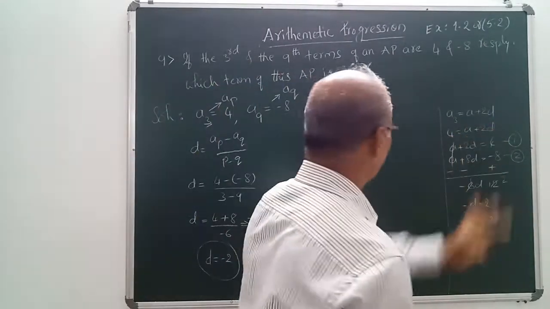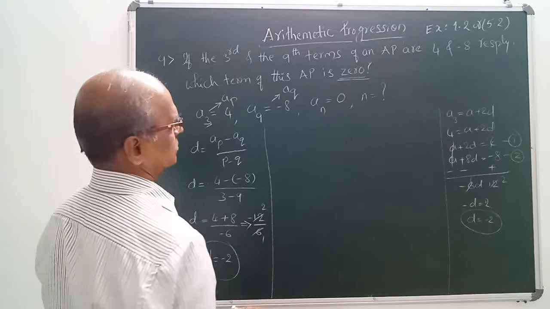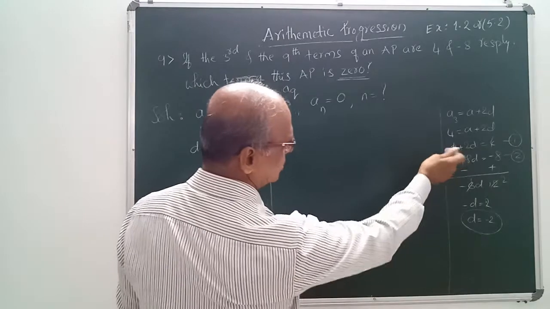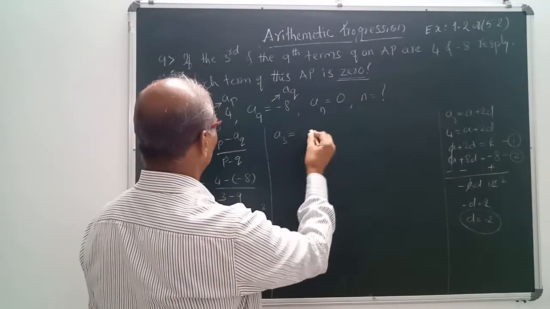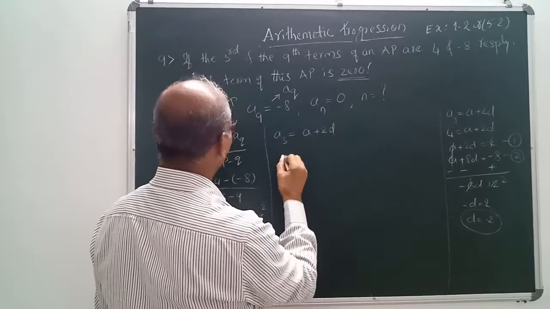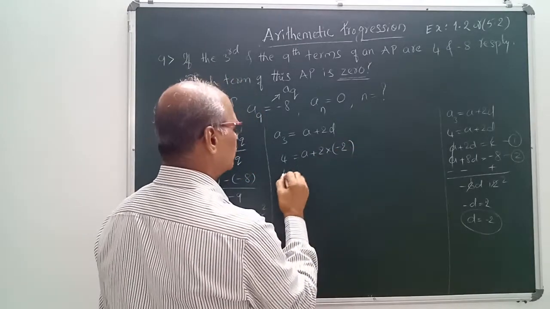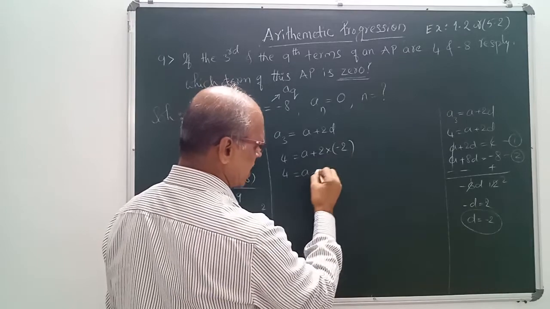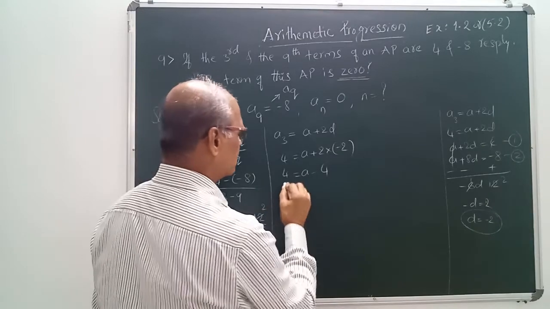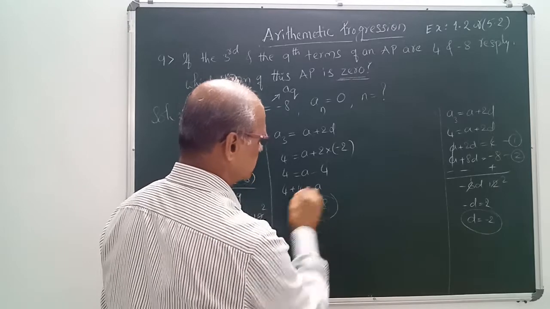Understood? Okay. Now d we know. What next is needed? The an formula. To write an, we must first find out what a is. Then use any one of the equations. I am using A3 is equal to 4. A3 can be written as a plus 2d. This A3 is 4, a we don't know, d we know that it is minus 2. Then 4 is equal to a plus 2 into minus 2 is minus 4. Don't cancel here, it is wrong. Send to this side. 4 plus 4 is equal to a. That means a is equal to 8.